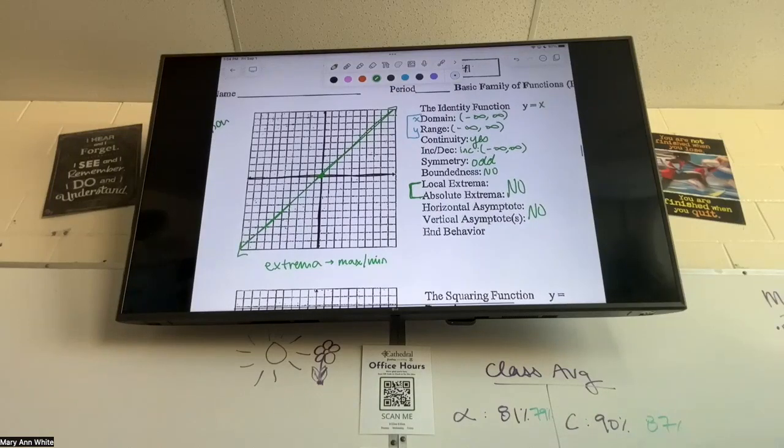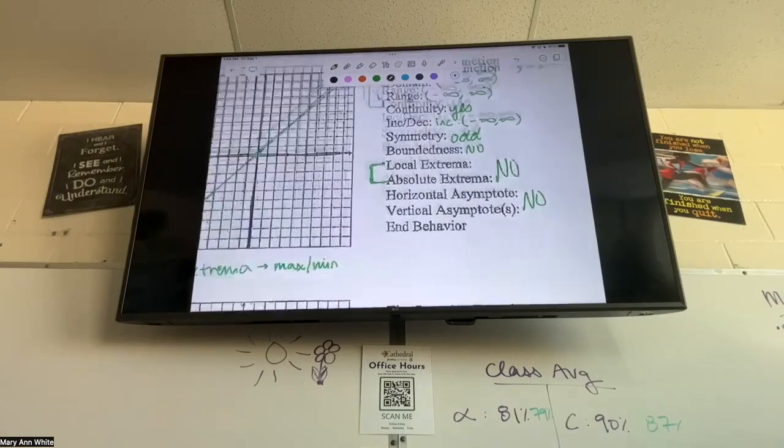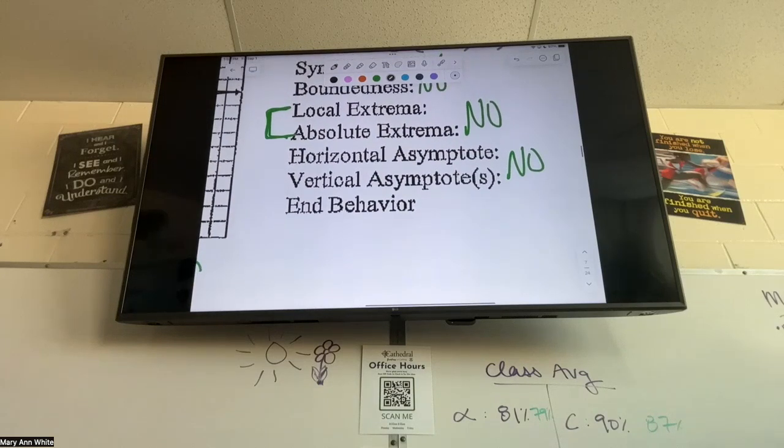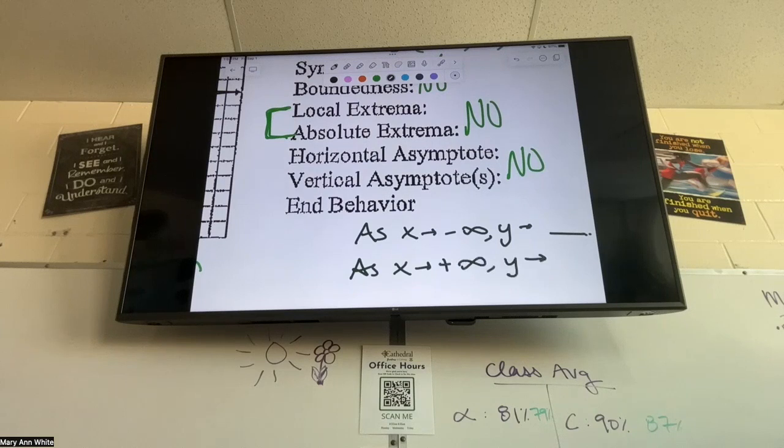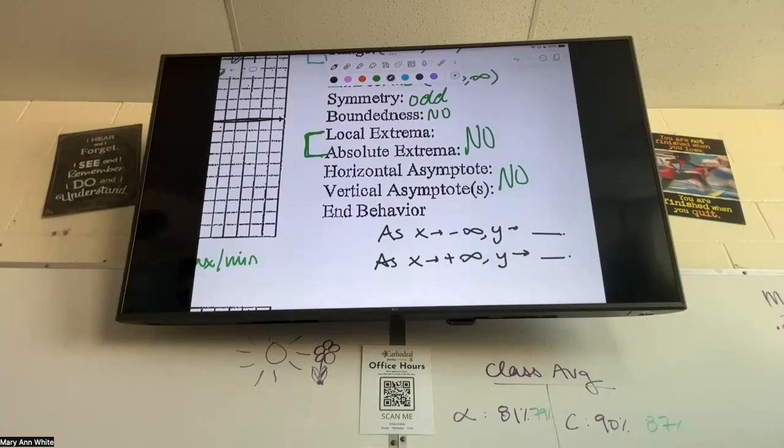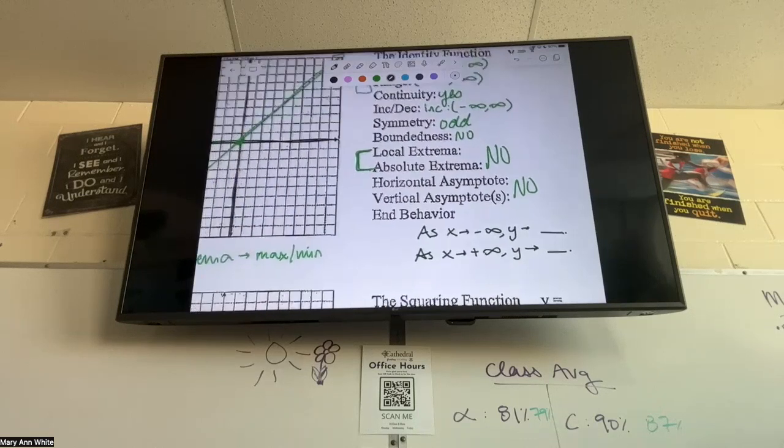And the last thing we're going to do for every graph is end behavior. I want your end behavior to be set up like this. We're going to say as x approaches negative infinity, y is going to approach something. And as x approaches positive infinity, y is going to approach something. This is a notation that we're going to use for end behavior. We're not going to use limit notation, which we'll talk about later. Your answer here will either be positive infinity, negative infinity, or a specific number like 0 or 5. So let's look at my graph.